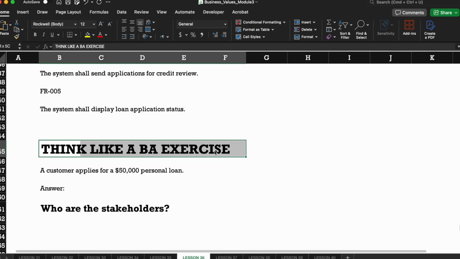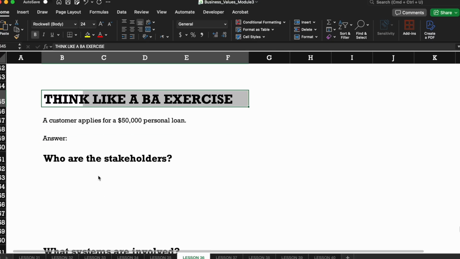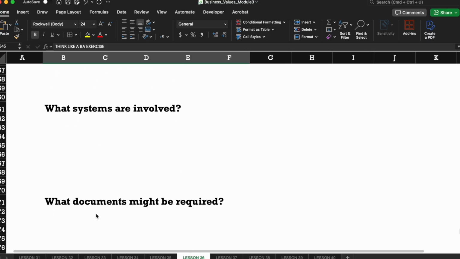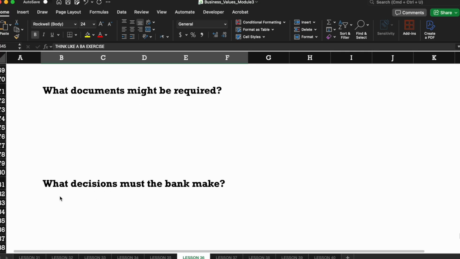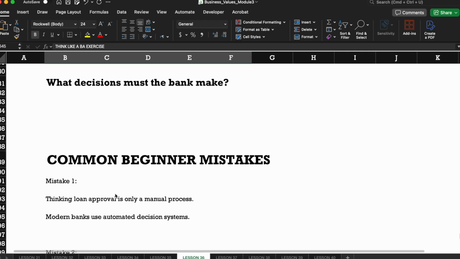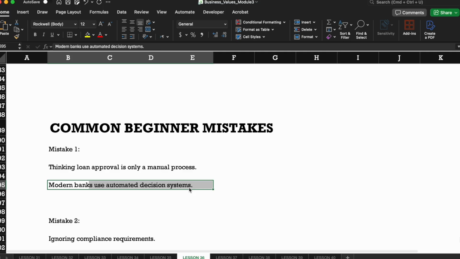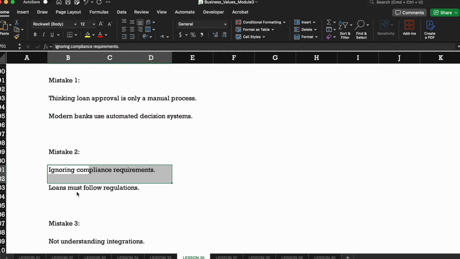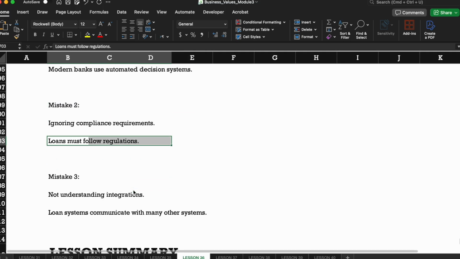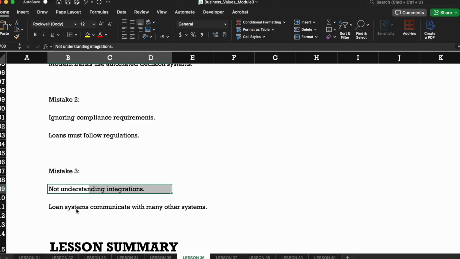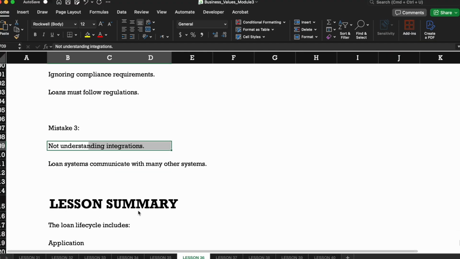Think like a BA exercise. A customer applies for a 50,000 personal loan. Who are the stakeholders? What systems are involved? What documents might be required? What decision must the bank make? Common beginner mistakes: thinking loan approval is only a manual process; modern banks use automated decision systems. Ignoring compliance requirements; loans must follow regulation. No understanding of integration; loan systems communicate with many other systems.